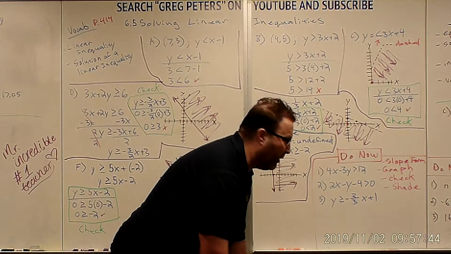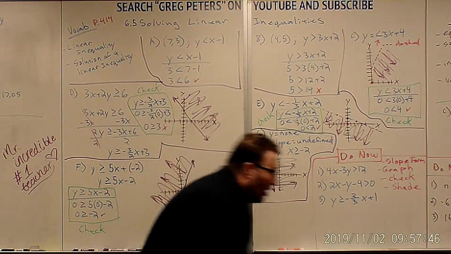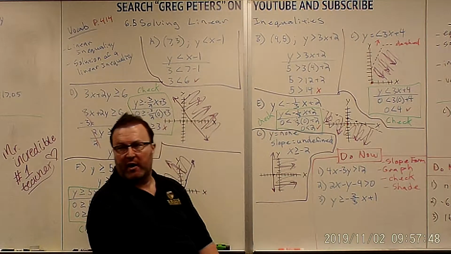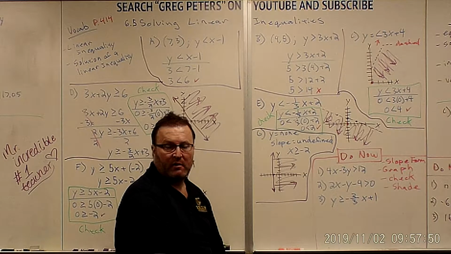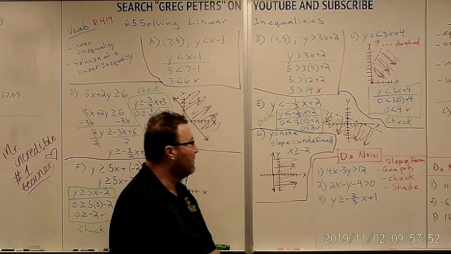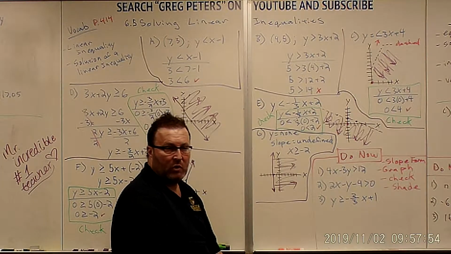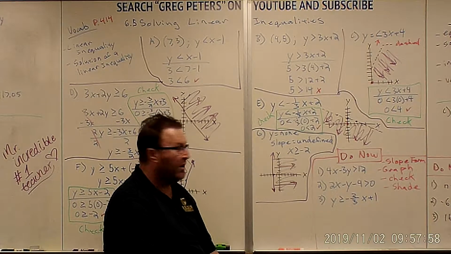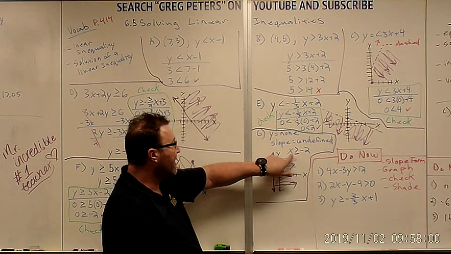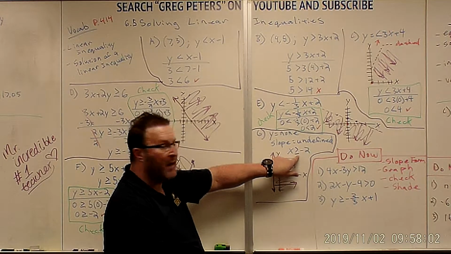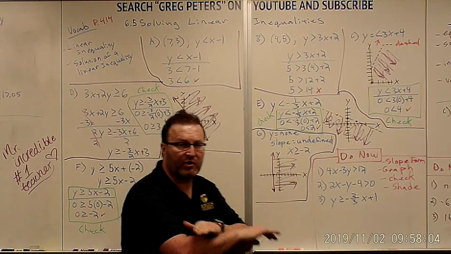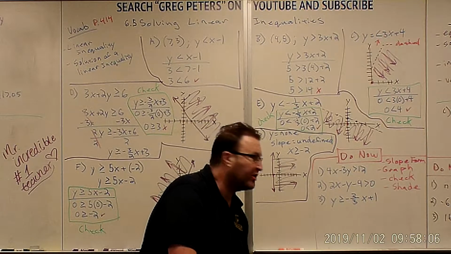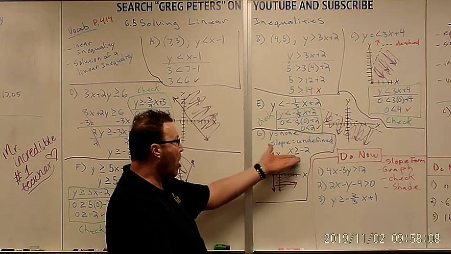Okay, let's talk about this one, just because it can be a little bit confusing. Y equals none. Okay? What is y at the end of the day? The y-axis, correct? So if you're given a problem that says x is greater than or equal to -2, that means there's no y. Okay?